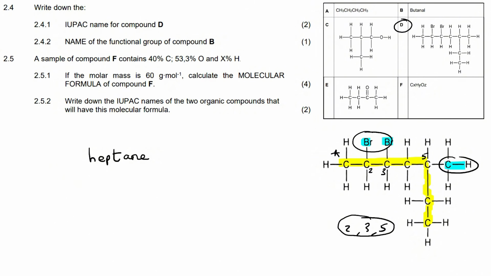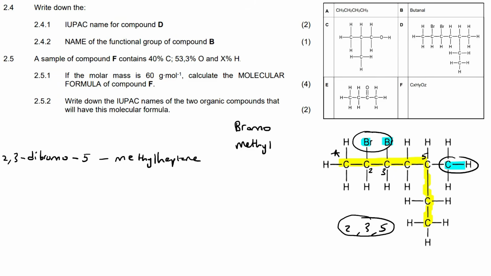And so we've got bromo branches and methyl branches. It must always go alphabetically. So B comes before M. So on carbon 2 and 3, we've got bromo. So we're going to say dibromo. Let's move this up. And then you always put a hyphen. And then on carbon 5, we have a methyl. And there we go.